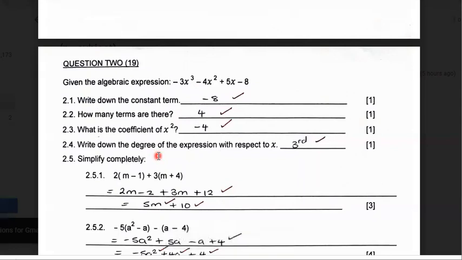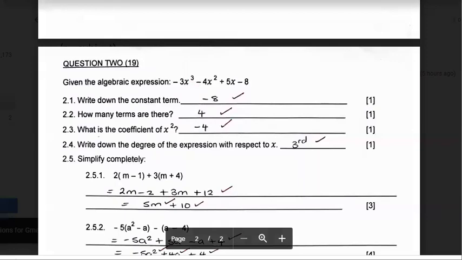Question 2.4, write down the degree of the expression with respect to x. So the degree of the expression would be the highest exponent. In this case, the highest exponent or the biggest exponent is 3. Therefore, the degree of the expression is third degree.